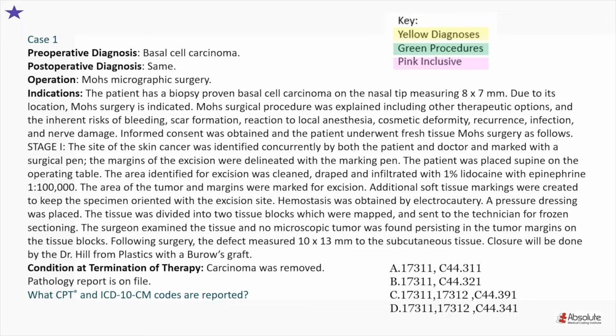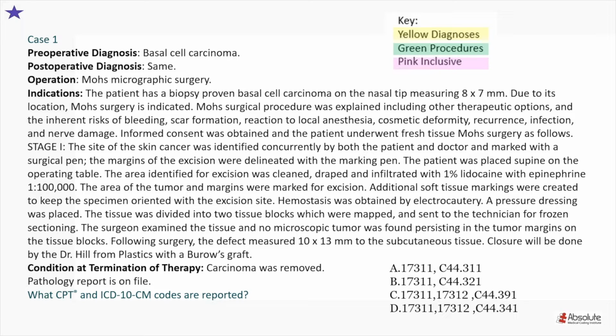Preoperative diagnosis, basal cell carcinoma. Postoperative diagnosis, the same. Operation, Mohs micrographic surgery. Indications, the patient has a biopsy-proven basal cell carcinoma on the nasal tip measuring 8 by 7 millimeters. Due to its location, Mohs surgery is indicated. Mohs surgical procedure was explained, including other therapeutic options and the inherent risks of bleeding, scar formation, reaction to local anesthesia, cosmetic deformity, reoccurrence, infection, and nerve damage. Informed consent was obtained and the patient underwent fresh tissue Mohs surgery as follows.